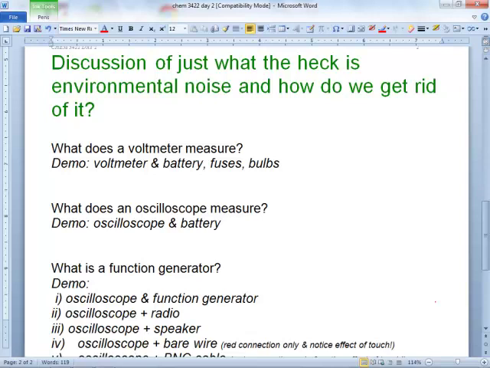So what does this measure? Same thing. It measures volts, but with respect to time. How voltage changes over time. So you have volts going up and down here, and then time going this way. Okay. So if I put an oscilloscope with a battery, it should read flat line or a squiggly line? Flat, right?